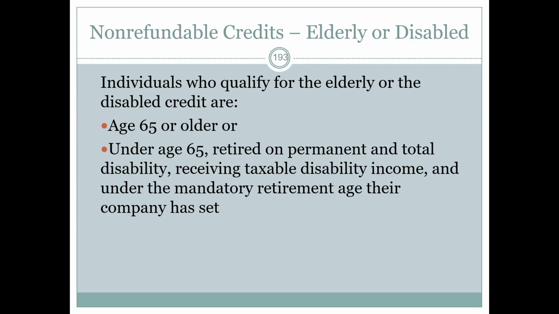The next credit that we want to talk about is the elderly or disabled credit. And we don't see a lot of this because of the income limitations. But individuals who qualify for the elderly or the disabled credit are age 65 or older, or under age 65, retired on permanent and total disability, receiving taxable disability income, and under the mandatory retirement age their company has set. And remember I said that we don't see a lot of this because of the income limitations.